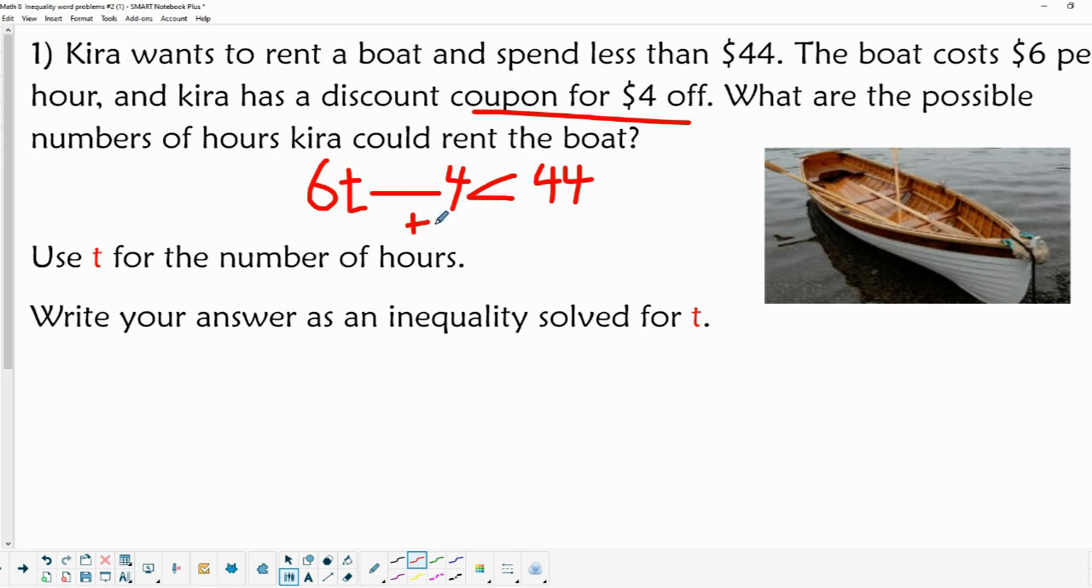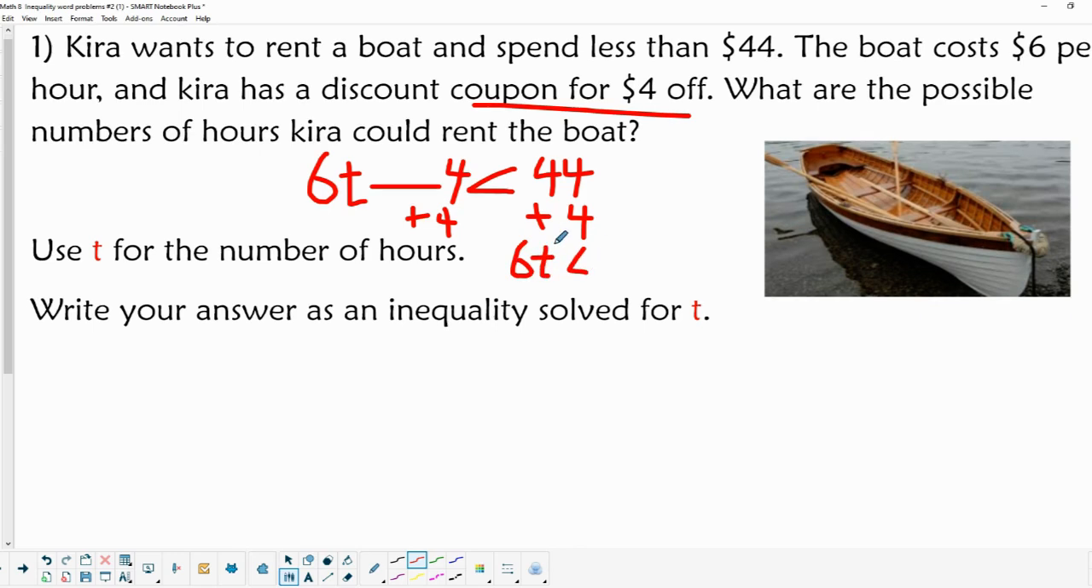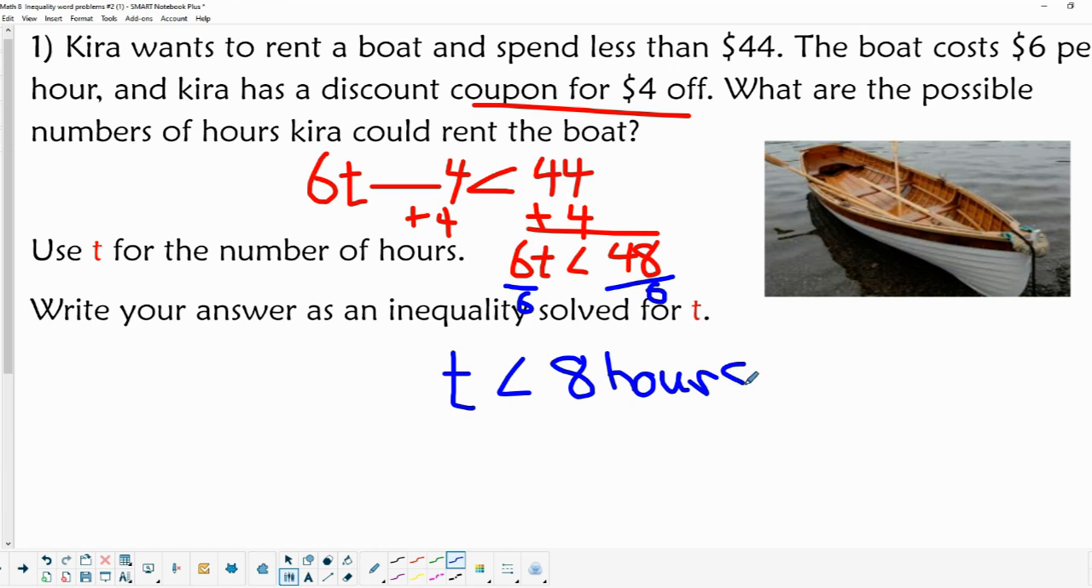So we need to solve it now, so we're going to have to add 4 to both sides. That's kind of a long subtraction sign there. Sorry if that was confusing. So we add 4 to both sides. That gives us 6t is less than 48. And now when we divide by 6, we get that the amount of time that she can rent the boat is going to be less than 8 hours. So with her coupon and the money she has, she can go any time less than 8 hours and stay on budget.